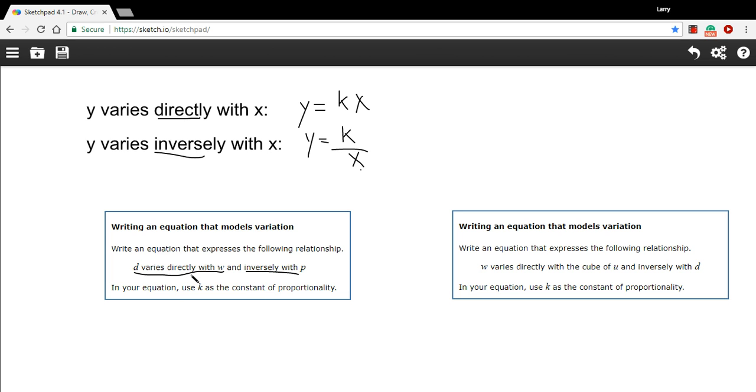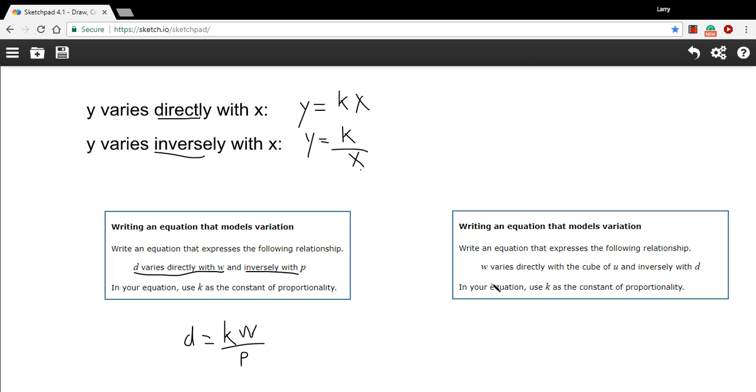Let's see how we would write this by just writing the first part. D varies directly with W. So I'm going to have D and my equal sign, and then I'll have the constant of variation, and it gets multiplied by W because this is direct variation. Now, D also varies inversely with P, and what we did here is we put the thing that's being inversely varied with down on the bottom of a fraction. So that's all we have to do here, just keep this stuff on the top of the fraction and put our thing that D varies inversely with on the bottom. So we get D equals k times W over P, and that expresses this.